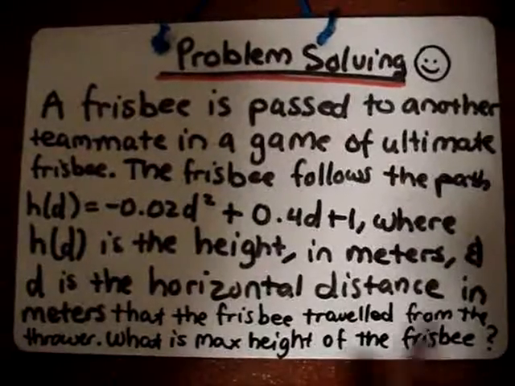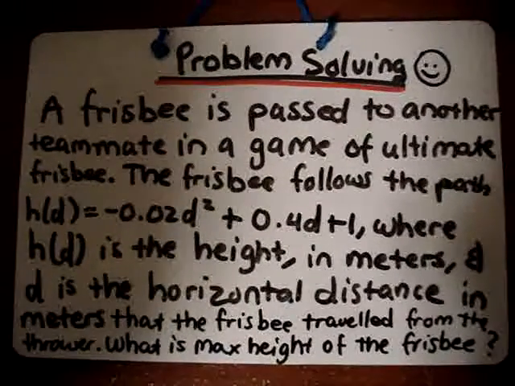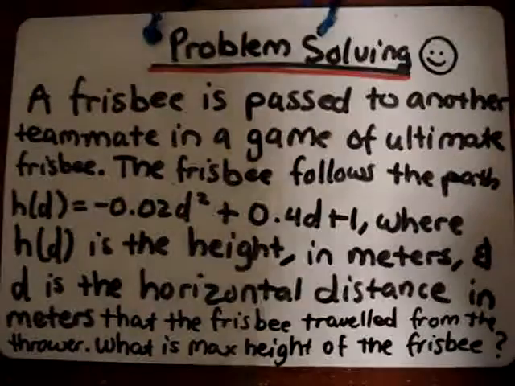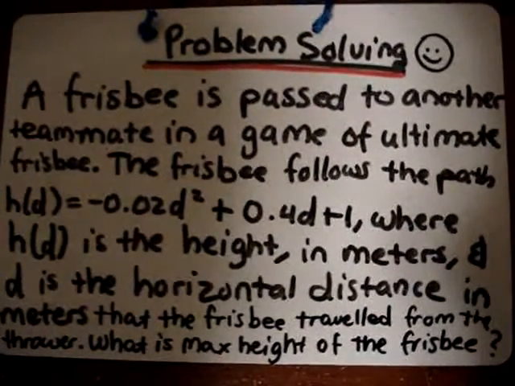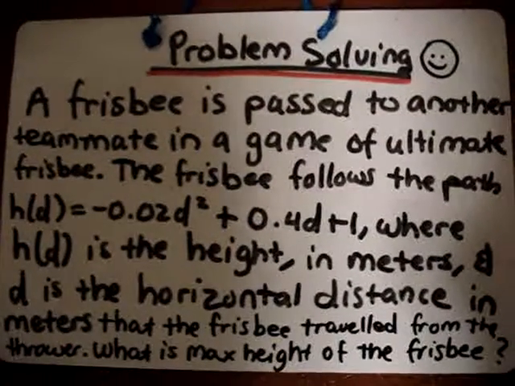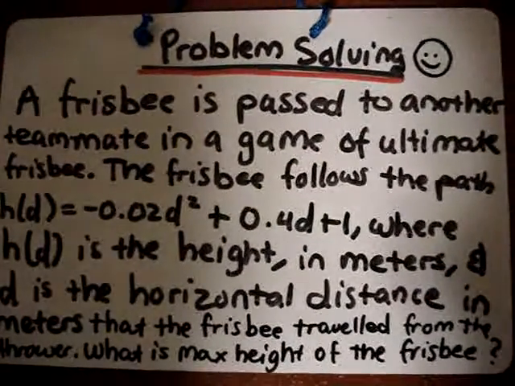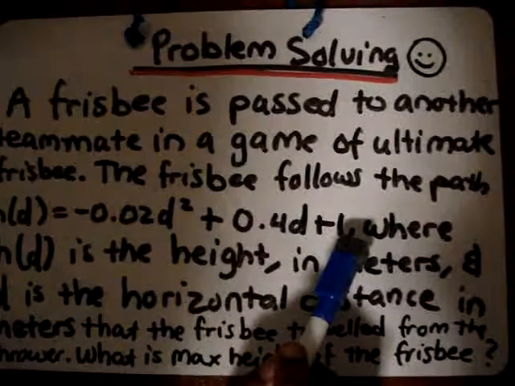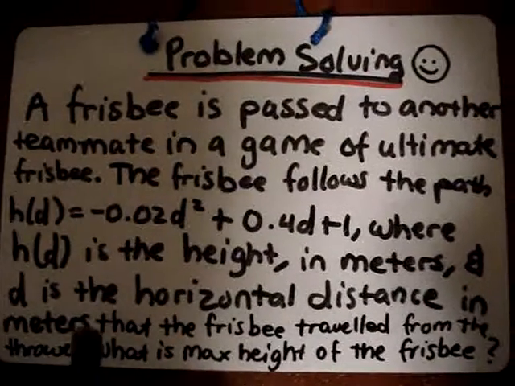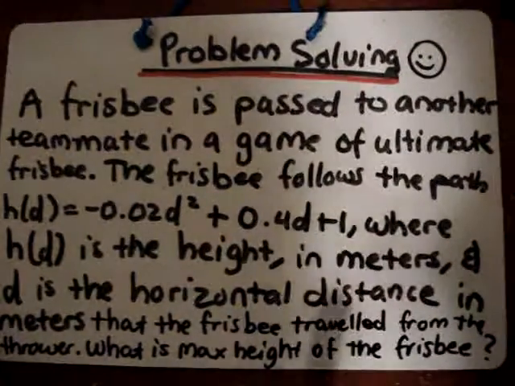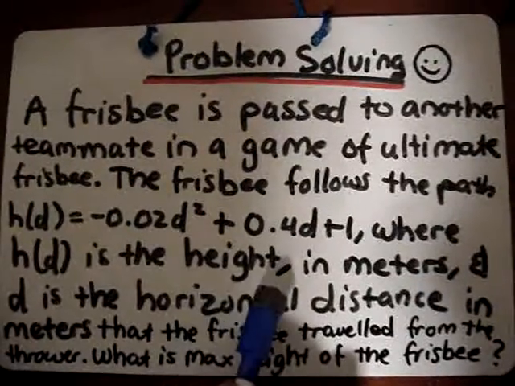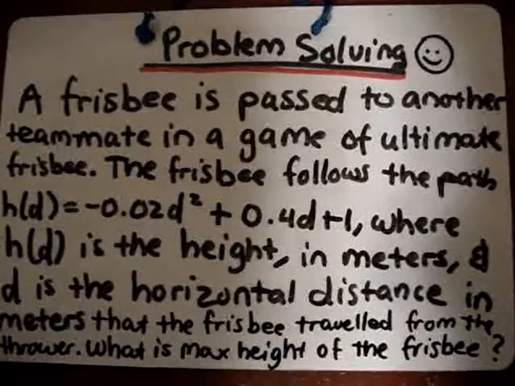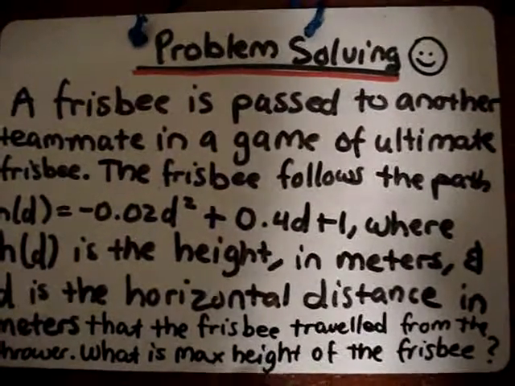I have a problem written out for you, but I'm actually going to read it. A frisbee is passed to another teammate in a game of ultimate frisbee. I'm sure you guys all know ultimate frisbee. The frisbee follows the path h(d) is equal to -0.2d squared plus 0.4d plus 1. Now this looks a little scary because it's decimals, but it's okay. Where h(d) is the height in meters and d is the horizontal distance in meters that the frisbee traveled from the thrower. What is the maximum height of the frisbee?